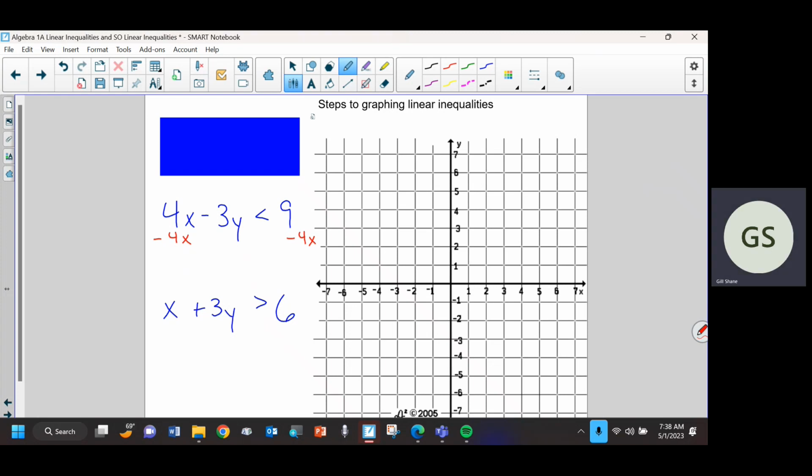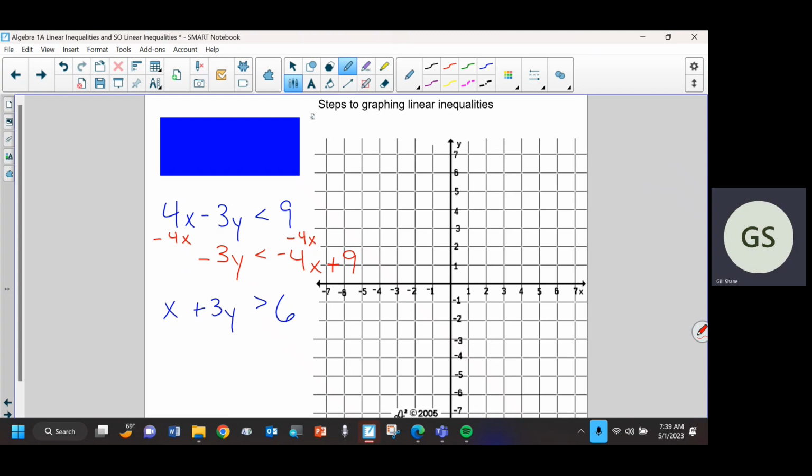I cannot do anything with the 9 and the -4x. That's the thing you've got to remember for the rest of your life. You cannot add or subtract a term with a variable and a term without a variable. Cannot do it. And we're creating right now an equation we're going to use to graph the line. But when we divide by a negative, we still have to flip the symbol.